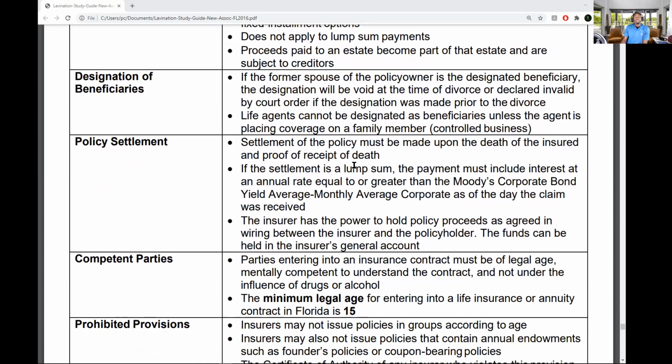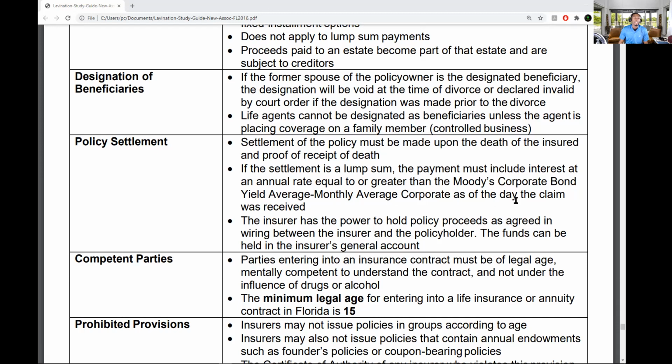Policy settlement. Settlement of the policy must be made upon the death of the insured and proof of receipt of death. So the insurance company will want you to show that the person has passed away in order for them to pay the death claim. If the settlement is paid in a lump sum, the payment must include interest at an annual rate equal to the greater of the Moody's Corporate Bond Yield Average monthly average as of the day the claim was received.